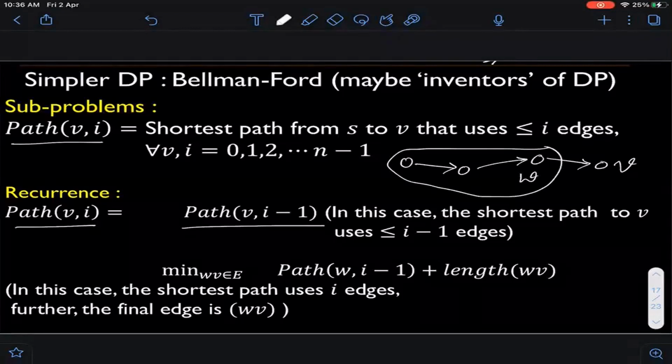So that's the second case. In this picture I'm showing you a specific W, but I don't know which W this is, so we have to go over all such Ws. By all such W, I mean those vertices which have an outgoing edge to V. I will take all those cases. So you can look at the adjacency list of V.